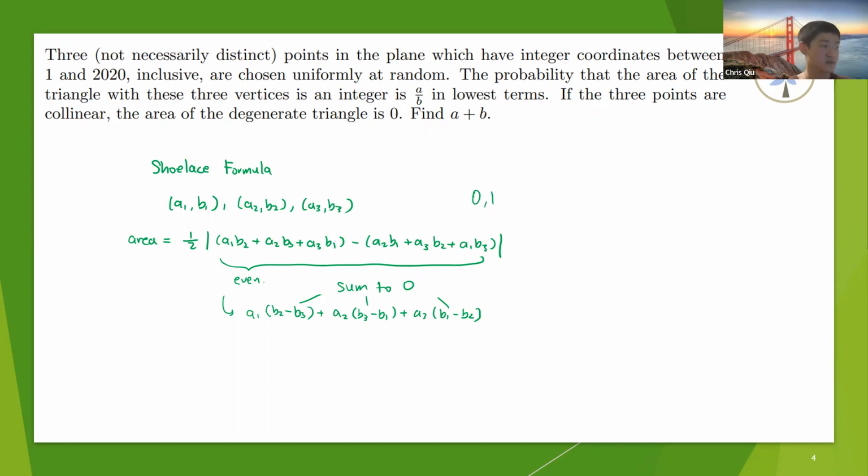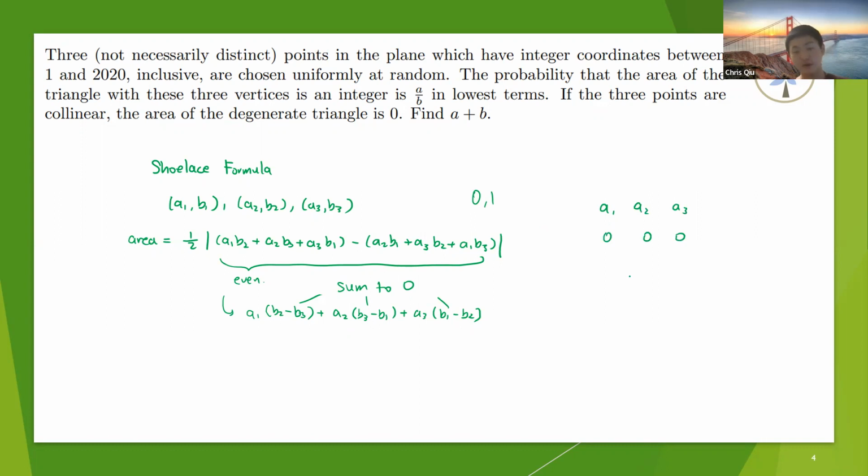In fact, we can do this because we're equally likely to get an even coordinate as we are to get an odd coordinate, because there are 1,010 different possible even coordinates, and there are 1,010 different possible odd coordinates. And so 0 and 1, or even and odd, are equally likely. So let's write out our cases.